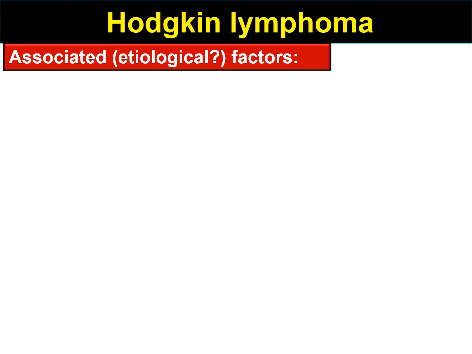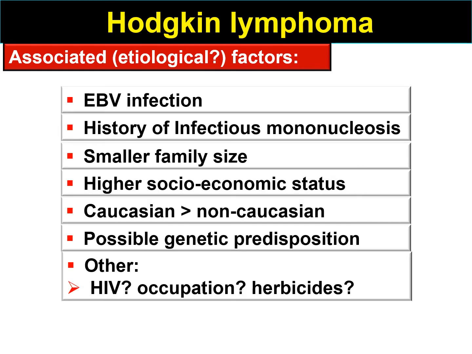Many associated factors for the development of Hodgkin lymphoma have already been described. We have also discussed the role of Epstein-Barr virus infection. Some of the Hodgkin lymphoma cases are associated with a history of infectious mononucleosis. The disease is common in smaller family size and higher socioeconomic status. It is more prevalent in Caucasians than in non-Caucasians. There is some link with genetic predisposition, and other etiological factors are also known, such as HIV, occupation, and herbicide use.